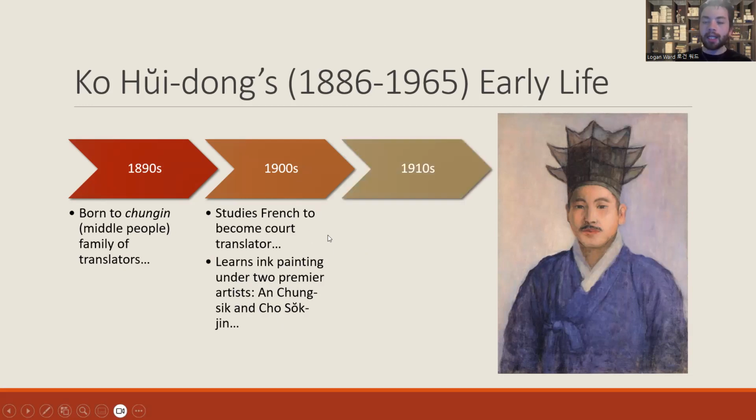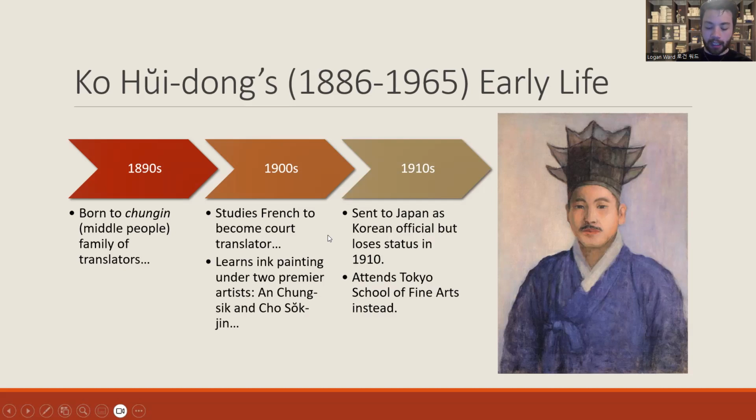So then in the late 1900s, he was actually sent to Japan as a Chosun official, as a Korean official. But in 1910, he lost his status, right? So in 1910, after Korea was signed over as a colony to Japan, all government officials lost their status. So they could no longer be Korean officials anymore. So that's why he started to attend the Tokyo School of Fine Arts, and he decided to study painting.